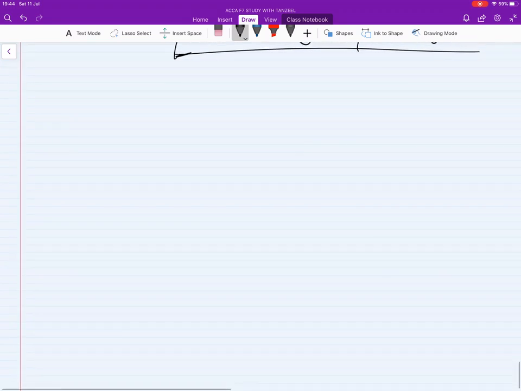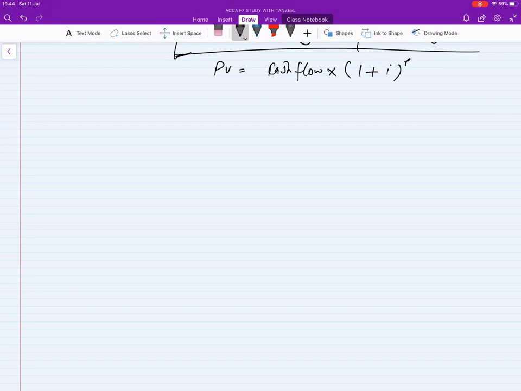Okay, let's do the example. So how we will calculate present value is this: cash flow multiplied by 1 plus i raised to the power minus r. r will be the number of years and i will be the interest.